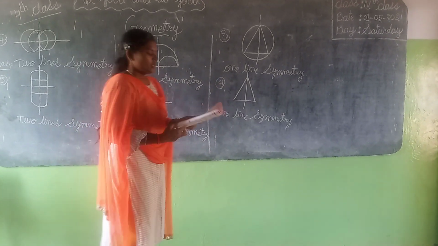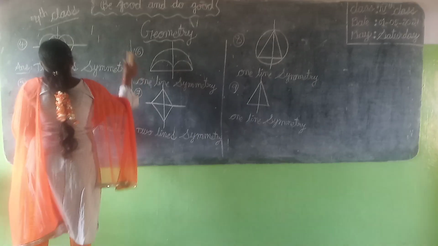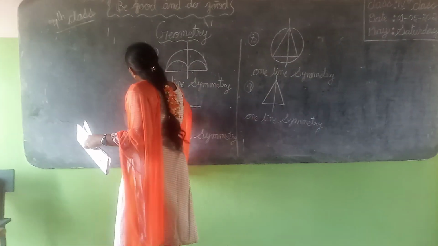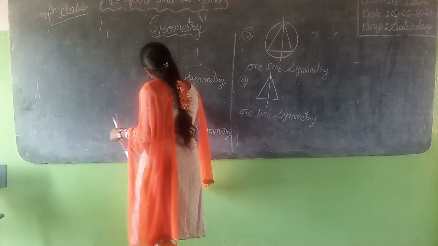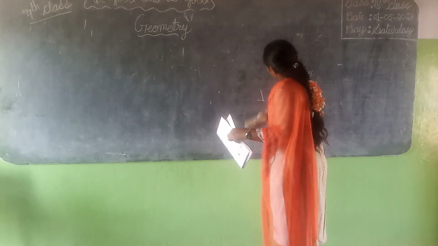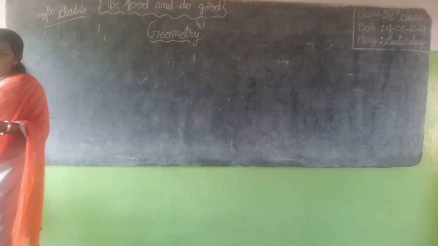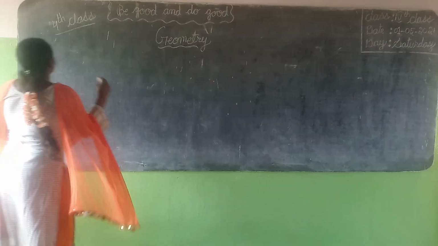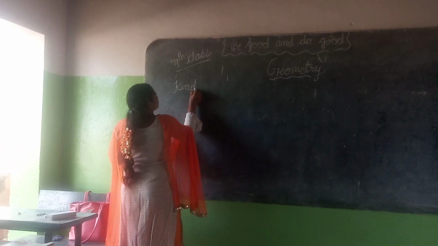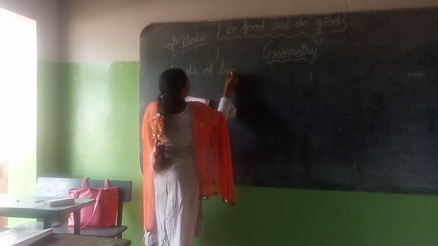Next, turn that page. So next, kinds of triangles, that means types of triangles. Okay? So we know that types of triangles we already learned in third class. In the third class triangle chapter we also learned this. So kinds of triangles.